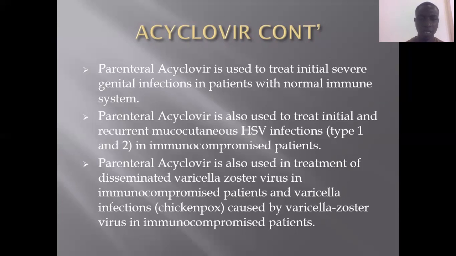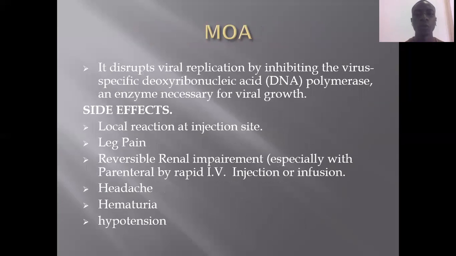Parenteral acyclovir is also used for initial type 1 and recurrent mucocutaneous herpes. Parenteral acyclovir is used in treatment of disseminated varicella zoster in immunocompromised patients, and viral infection caused by varicella zoster. Next, the mode of action of acyclovir.